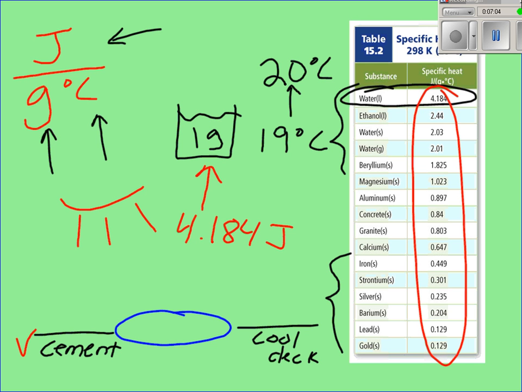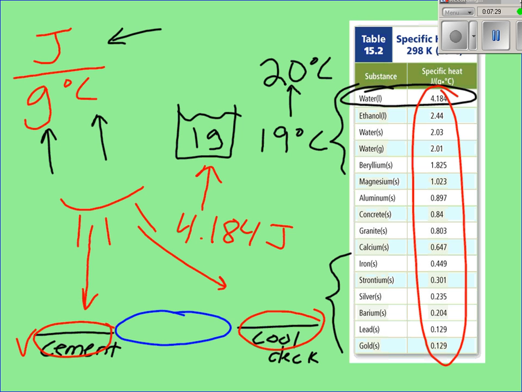After all, if you have the sun shining down, they're both experiencing the exact same amount of heat energy, and they both are roughly the same mass or same amount. So why, if the temperature and heat from the sun is the same and the amount is the same, would cement feel hotter? The reason why is cement has a much lower specific heat than cool decking.